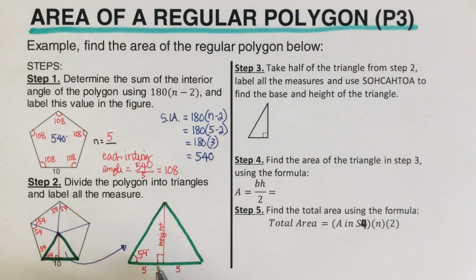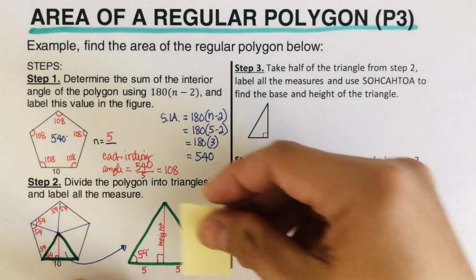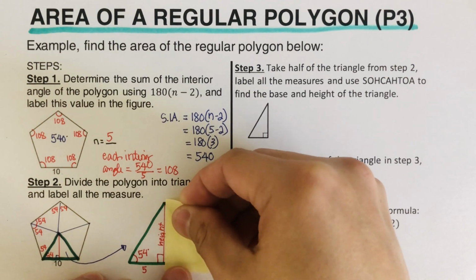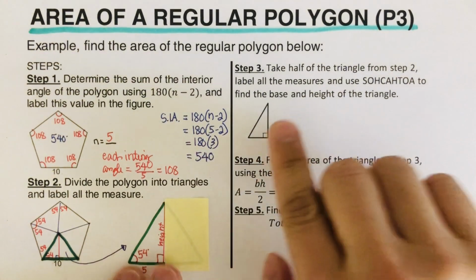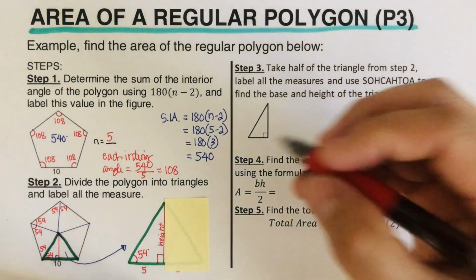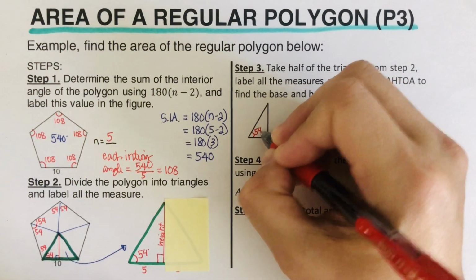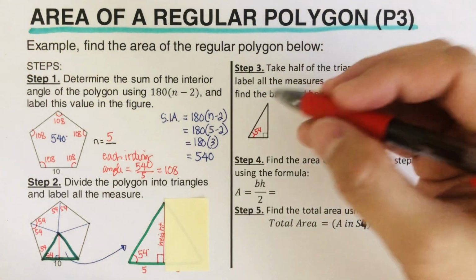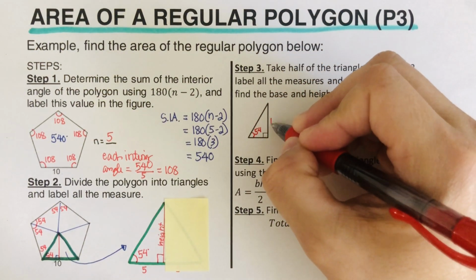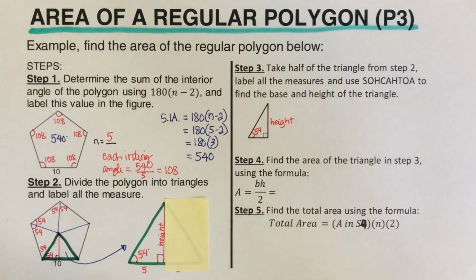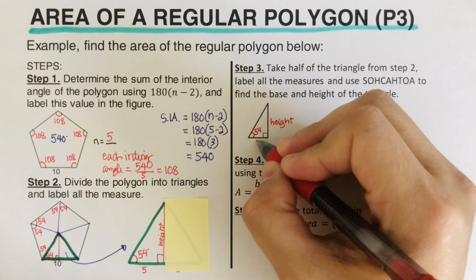So what we are going to do is I will take half of this triangle only and determine the area for this half. So I put that over here. So I'm going to label it. So this one right here is 54. And then this side right here is our height, which is missing. We don't know what's the measure for that height. But this one right here is 5.